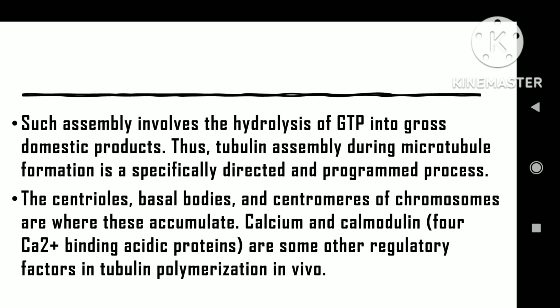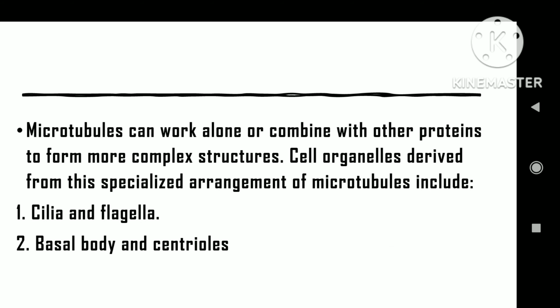Centrioles, basal bodies and centromeres of chromosomes are the sites of orientation for the assembly. Calcium, calmodulin and an acidic protein are regulation factors in the polymerization of tubulin. Then the microtubules may work alone or join with other proteins to form more complex structures. Cell organelles derived from special assemblies of microtubules include cilia and flagella. Then the second one is basal bodies and centrioles.